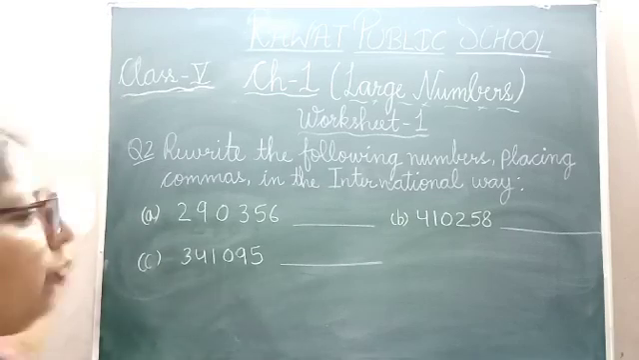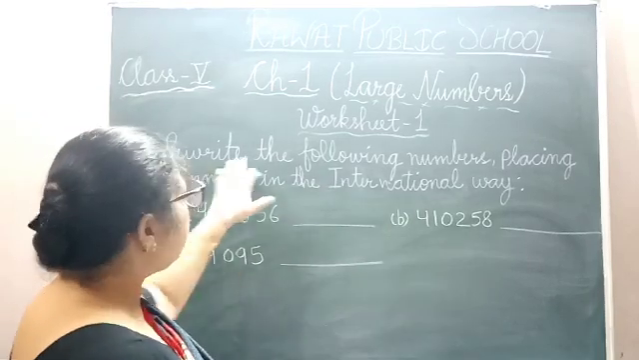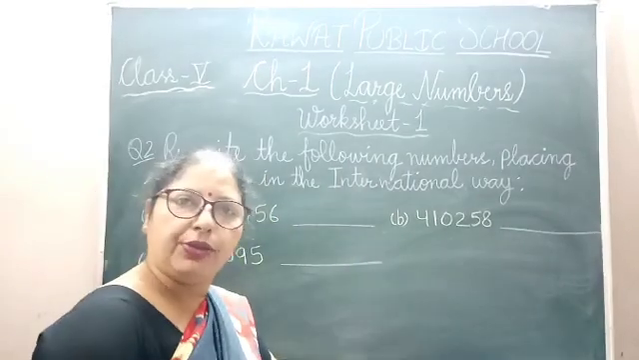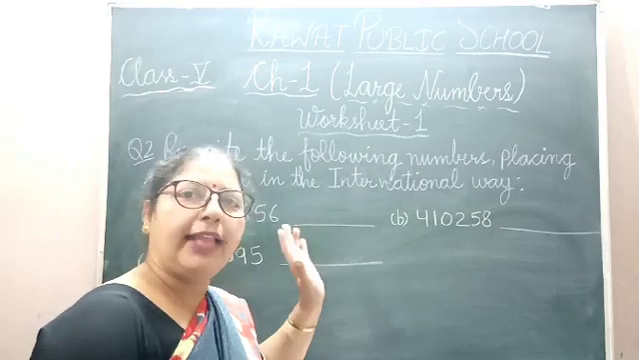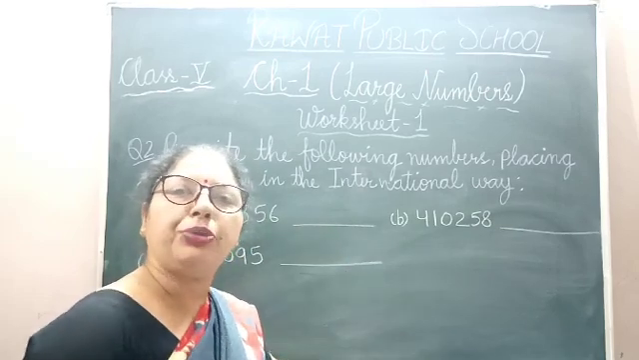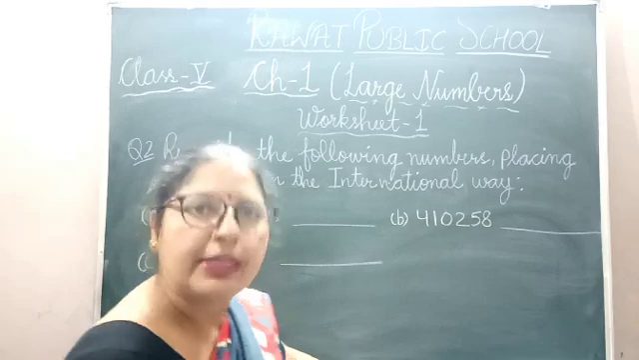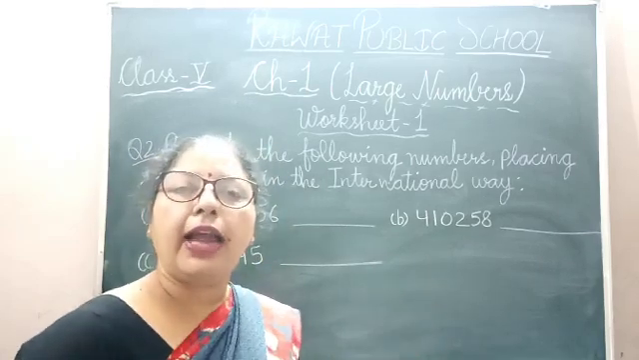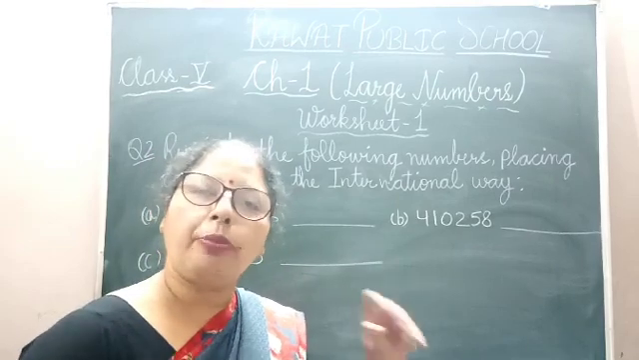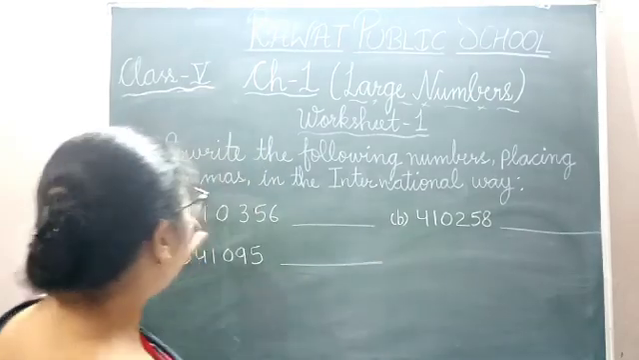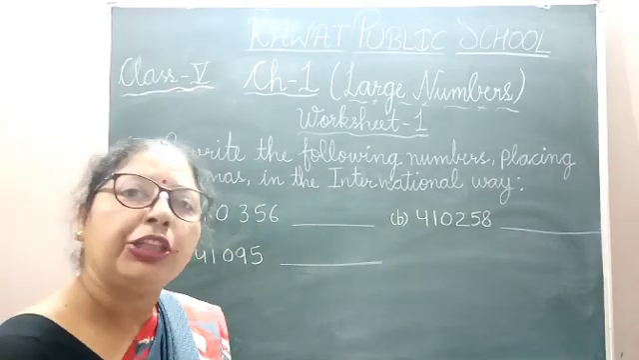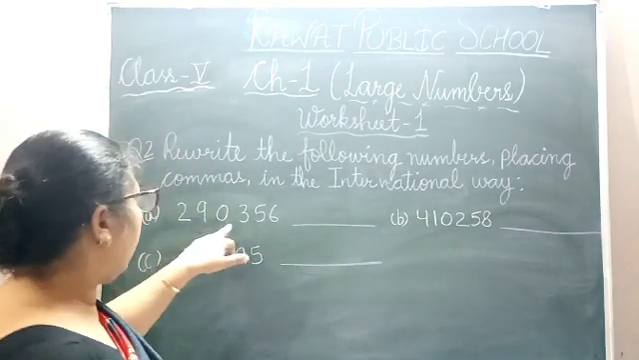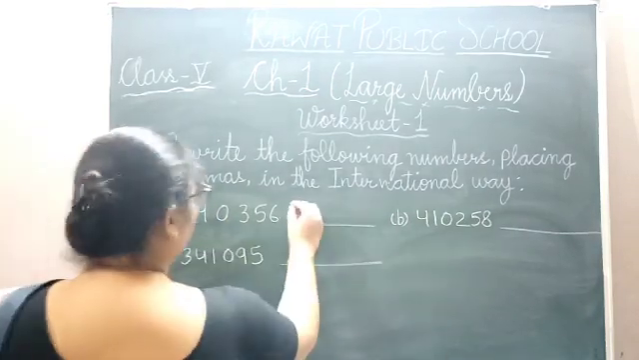Now students, write down question number 2. Question number 2 is rewrite the following numbers placing commas in the international way. So we rewrite the numbers and then we place the commas according to the international numeration system. But you all know students, in international numeration system there are 3 grouped digits and all periods are of 3 grouped digits.